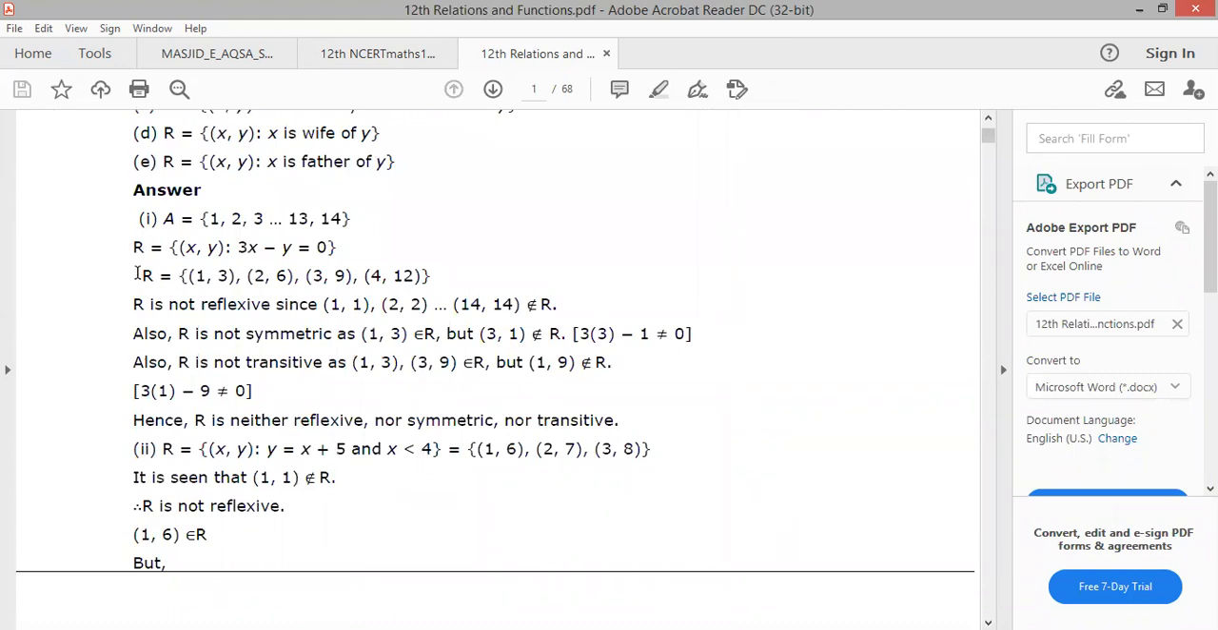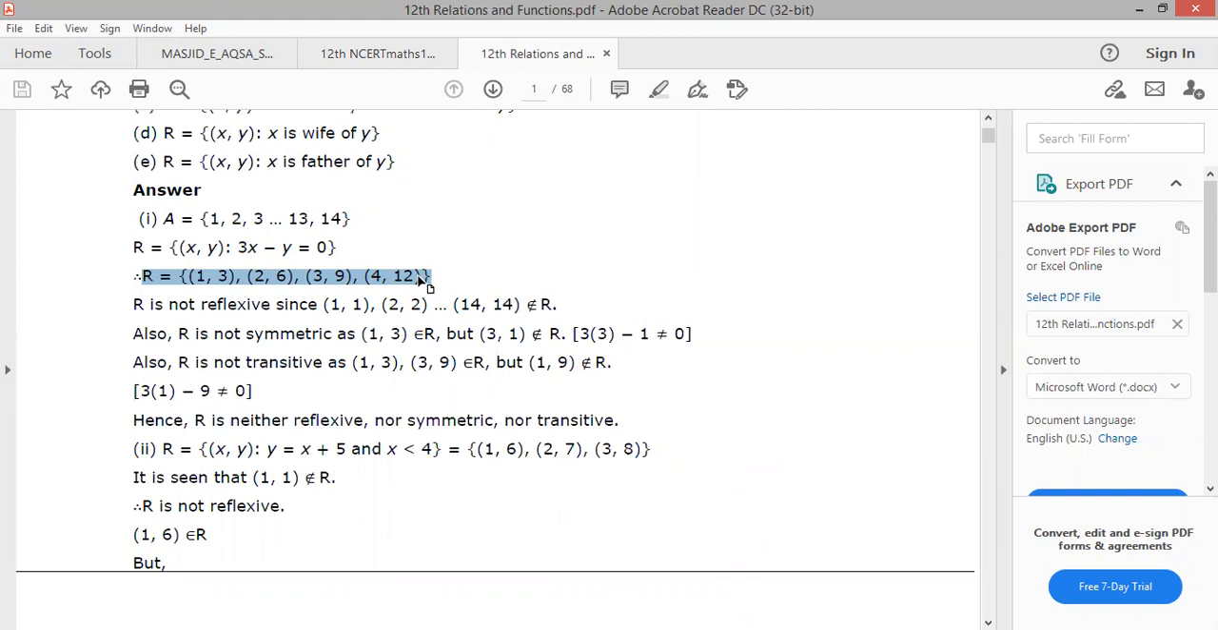So in the relation, we will be having the elements like this. See, here it's actually 3x minus y. That means y is equal to 3 times x. So if x is equal to 1, y will be 3. If it is 2, it is 6. If x is 3, it's 9. If it is 4, it's 12.